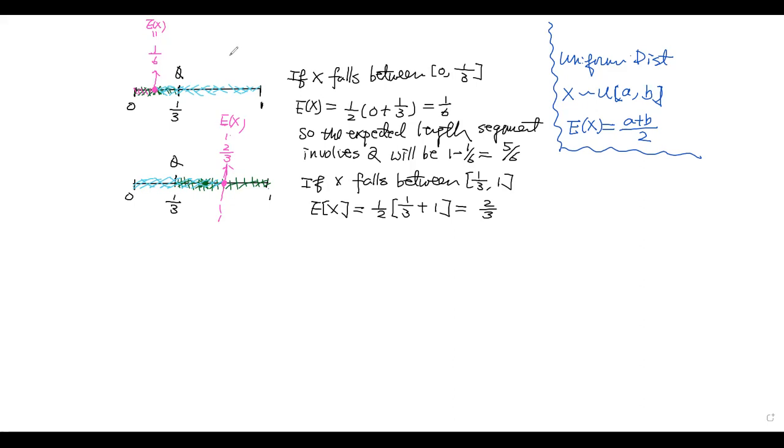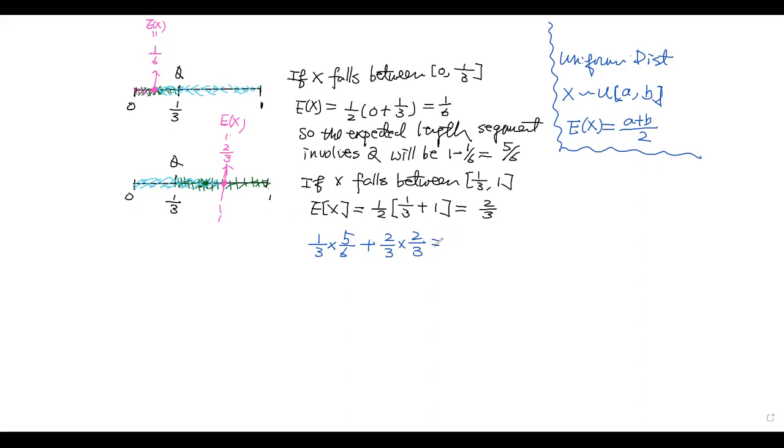So what is the chance I'm going to fall in between 0 and 1/3? It's 1/3 of the chance, right? Then what is my expected length? It is 5/6. Then plus, what is the chance for the second situation? You're going to have 2/3 of the chance, right? Then times 2/3. So this is the expected length for the segments here.